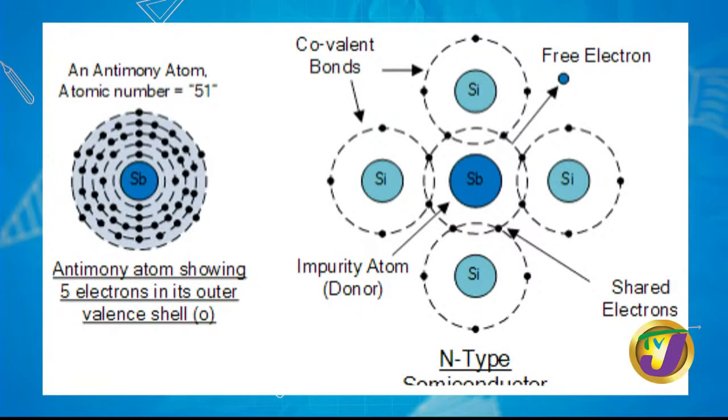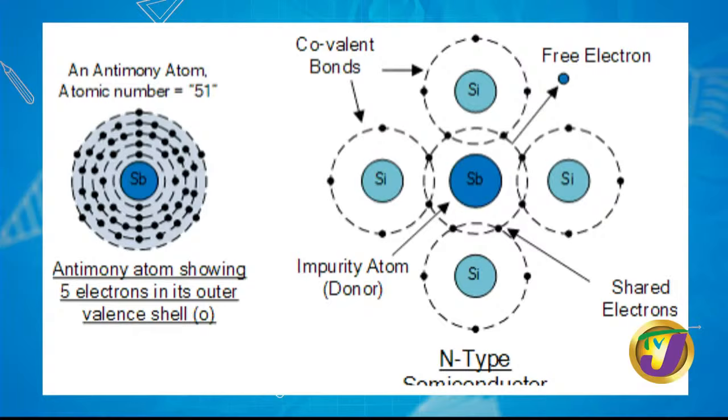Now if we move back to our PowerPoint presentation, you notice that we move over to an extrinsic semiconductor, where we add an impurity to the crystal lattice structure of the silicon. So the impurity came from a group 5 element, and that impurity is actually antimony. It has 5 electrons on its outermost shell.